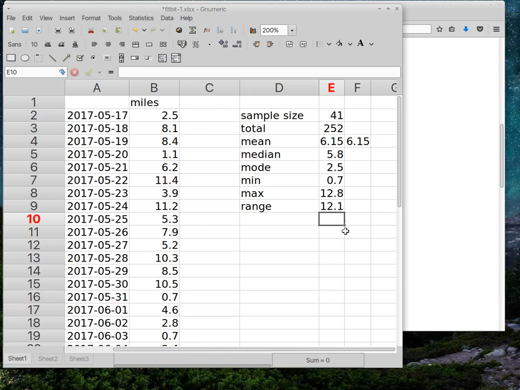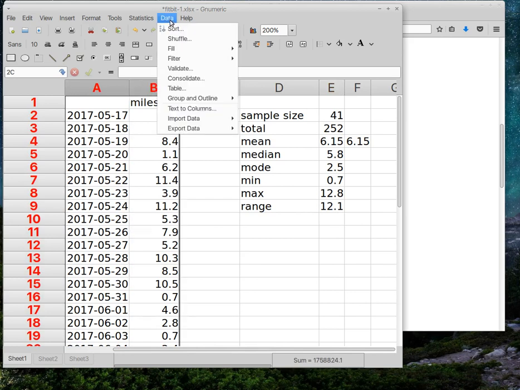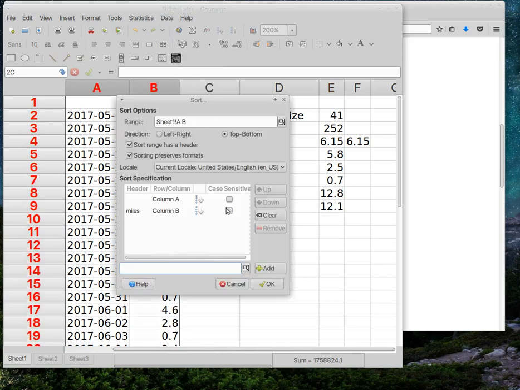Now I want to do something to show you a little more information about these answers by sorting these two columns so that they go in sorted order from lowest to highest in terms of miles. To sort the data in Excel, you highlight the columns you're interested in, and then you can find in the menu some kind of a sorting routine.